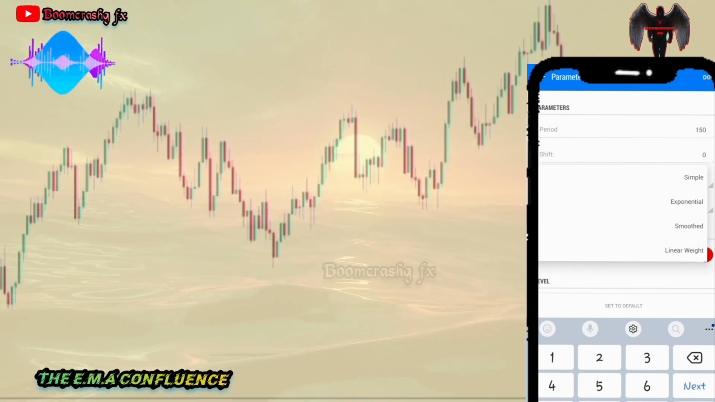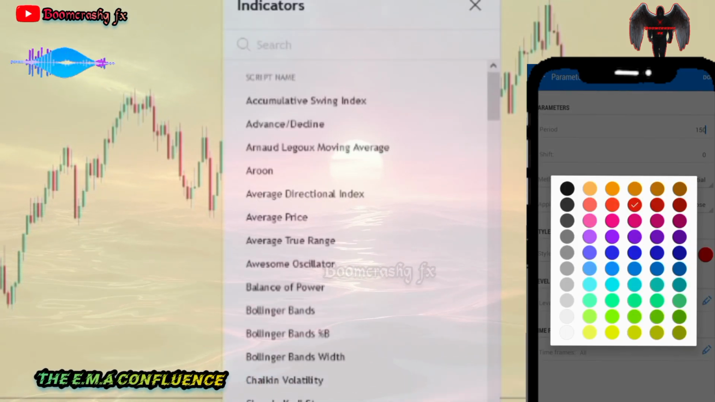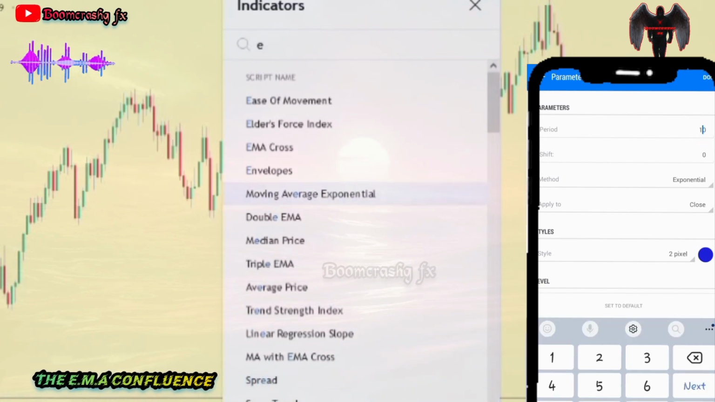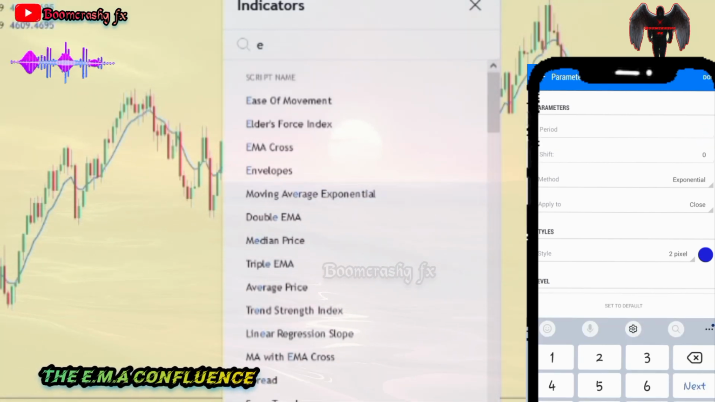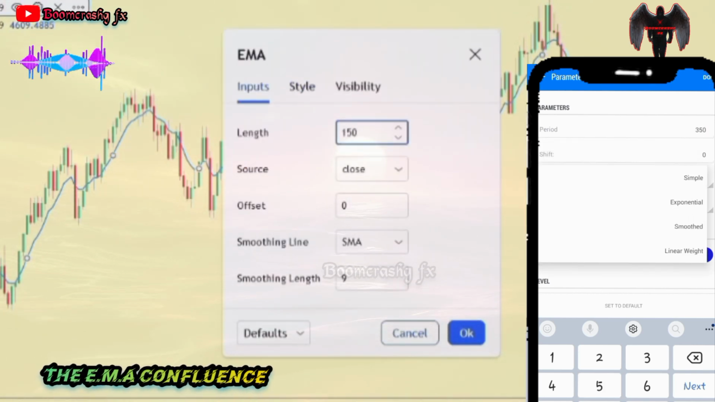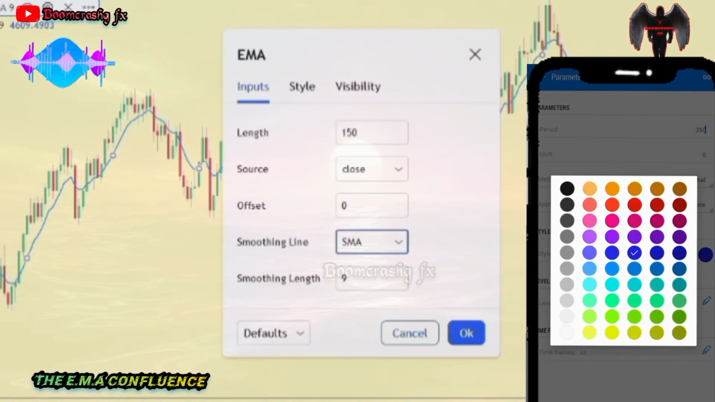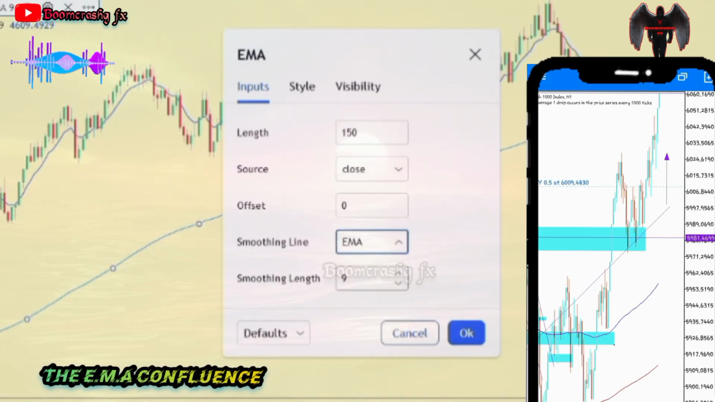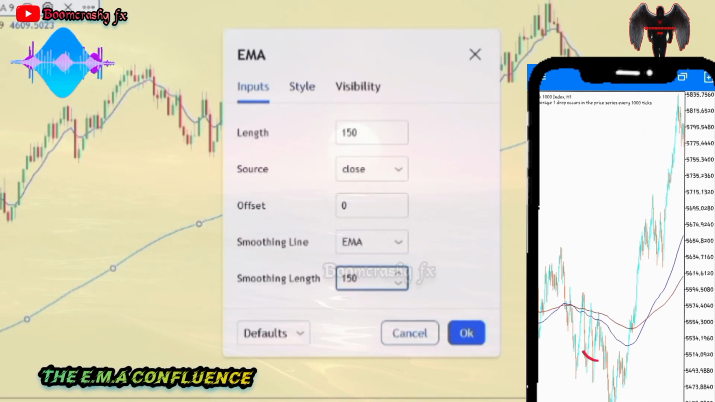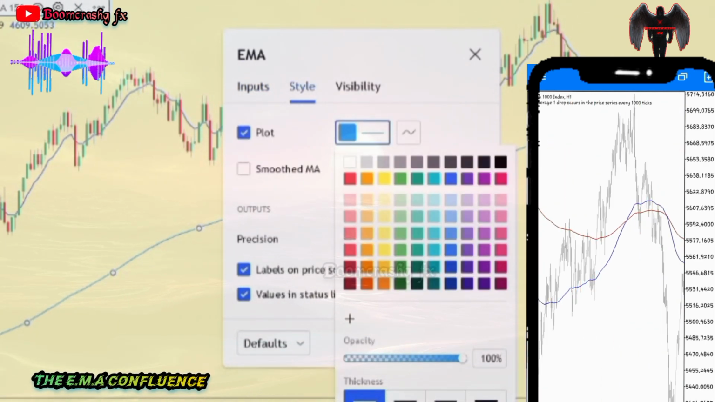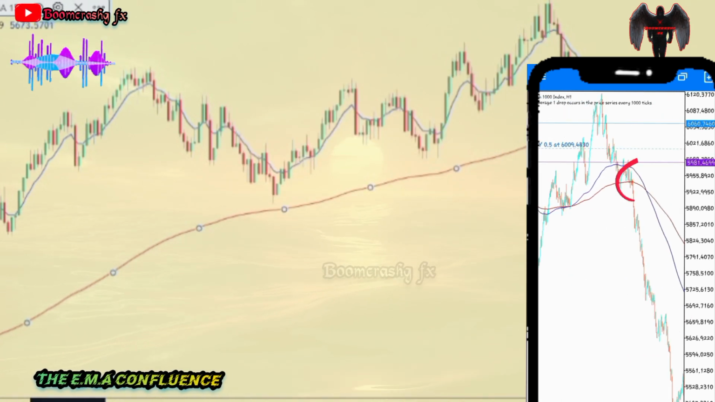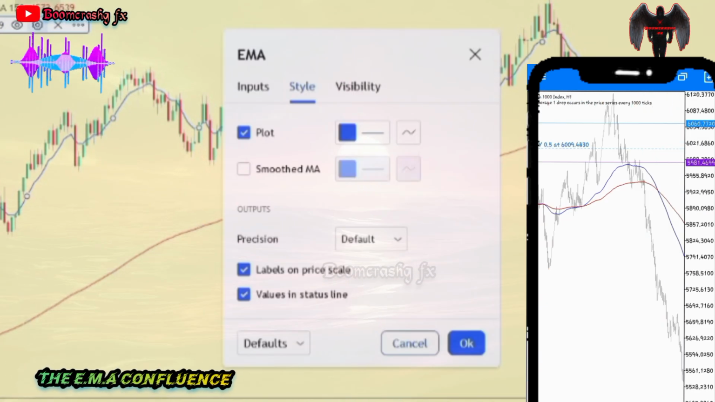So let's add these two moving averages, the first one. We search for the EMA. Here we have it, the moving average exponential. Let's add two. Okay, let's go straight to the settings. The first one, length, we have 150. The cells remain closed. The smoothing line, we change it to EMA, and the smoothing length, we change to 150. And let's change the color to red. Done.